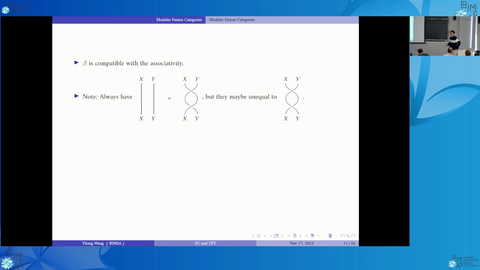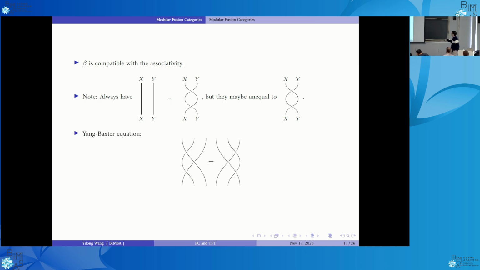untangle them. Yilong, can I ask? Yes. If they are equal, do you get a very simple TFT out of it? If they are equal, then we can completely classify such categories. So they are just given by representations of groups. And the TFT becomes very trivial because there's no linking here. We can resolve any knot, so there's no interesting knot invariant from symmetric categories.